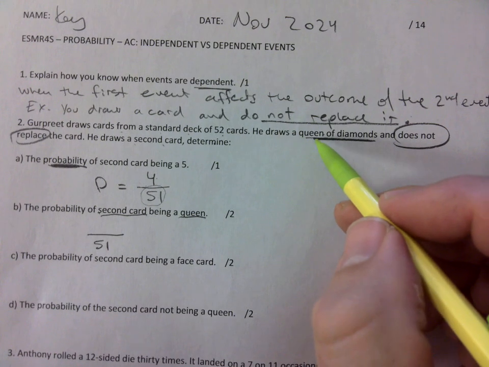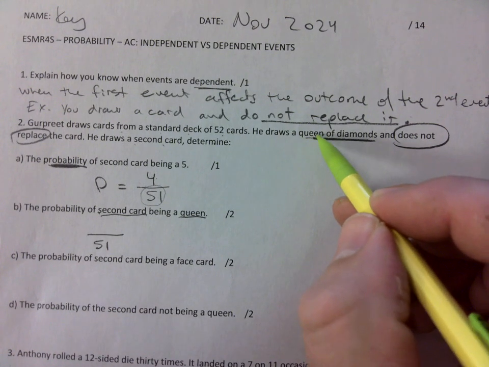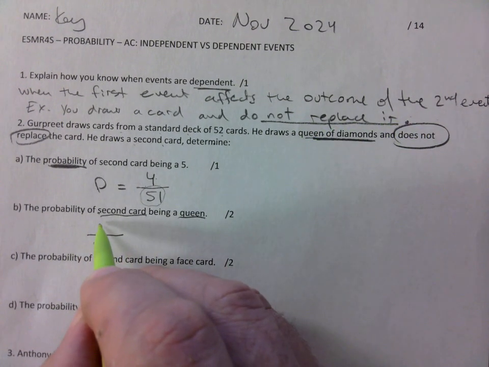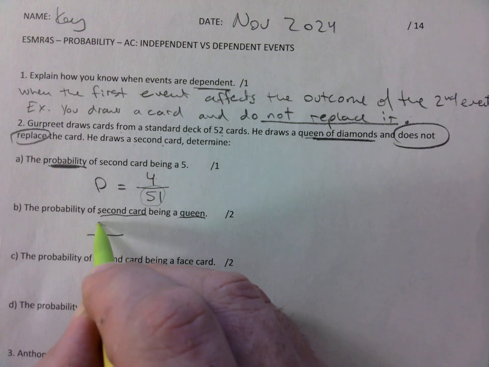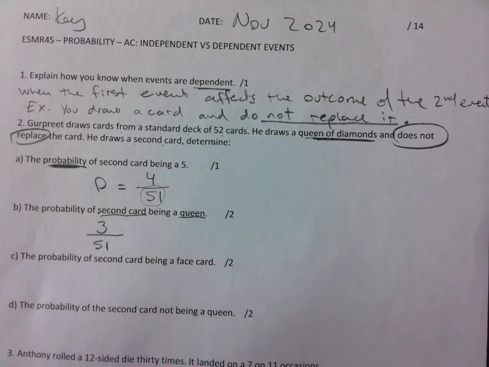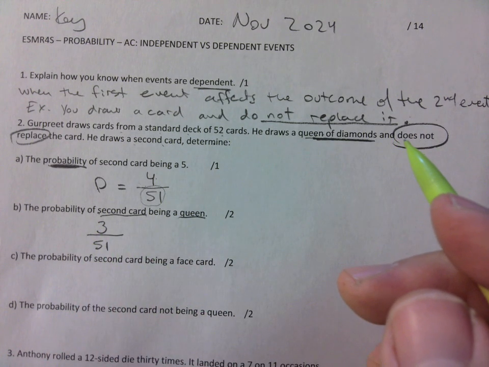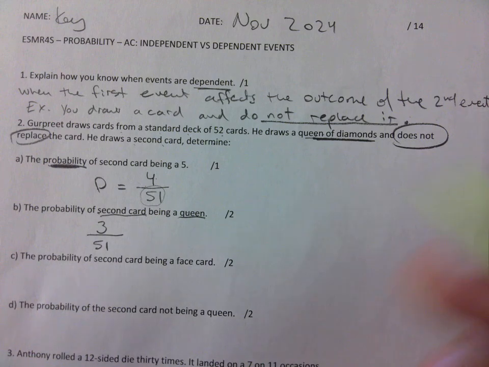The first event affected the number of queens, right? So there are 3, except at home, I only have 1 queen, all right? That's my wife. But anyways, here we have 3 queens. Right? Anyways, 3 out of 51.